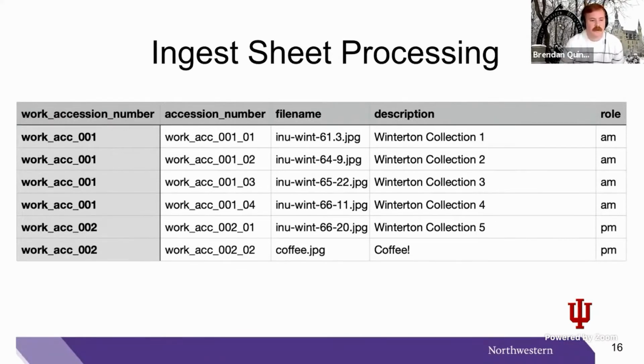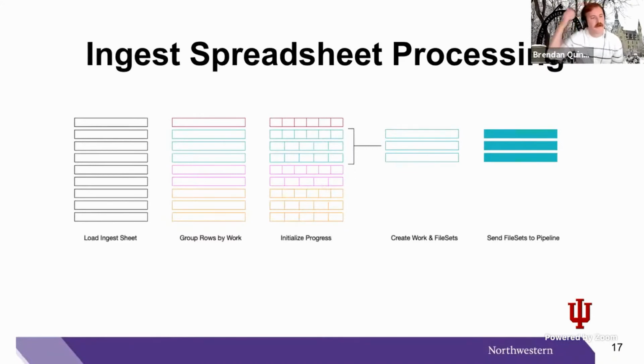So yeah, here's our spreadsheet. And then this next slide is kind of about how our backend breaks that spreadsheet down and sends it to our pipeline. On the left-hand side, you see it represents the rows of our spreadsheet. The next column is grouping the rows by work. That's based on the accession numbers. We kick off progress for each sort of work file set grouping. We create work and file set records and transactions that can succeed or fail together. And then once those things are created, they're sent to the pipeline for processing.